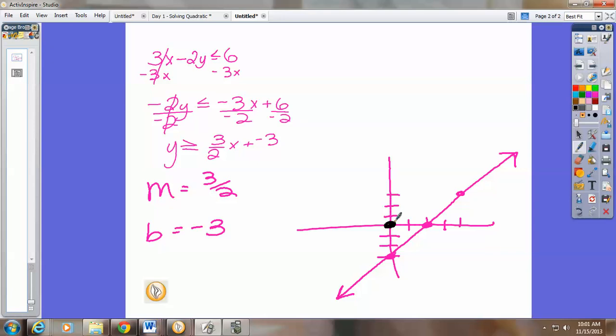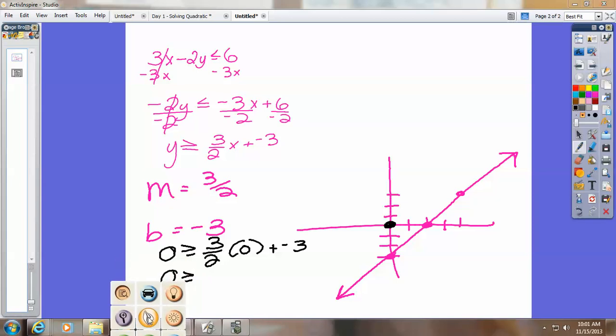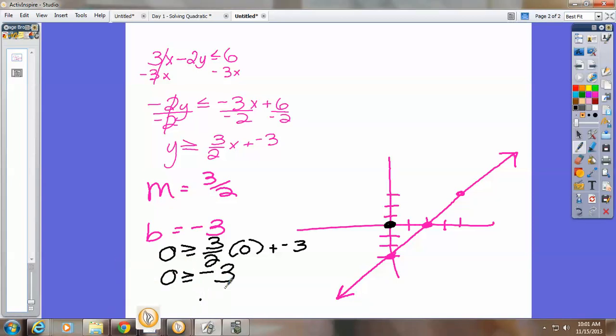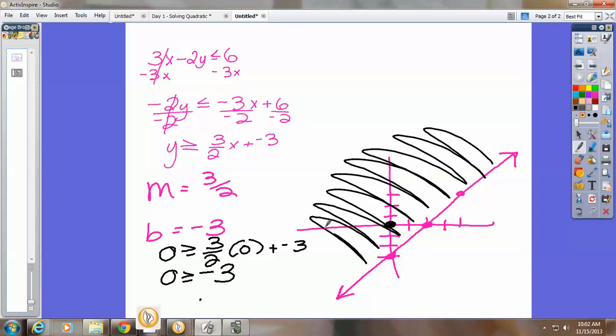So we have 0 is greater than or equal to 3/2 times 0 plus a -3. 3/2 times 0 is 0 plus a -3. Is that true? Is 0 greater than or equal to -3? That's true. So we are going to shade the top half. The side with 0, 0 was our true side. The other side is the false side.